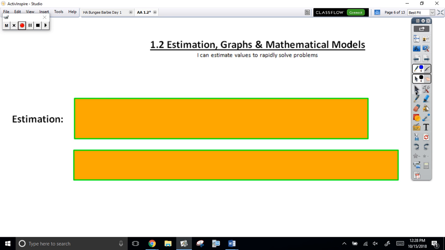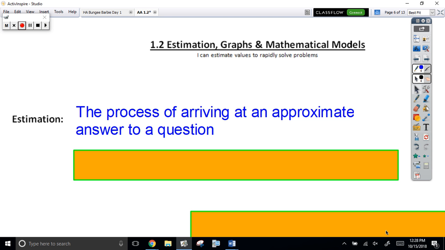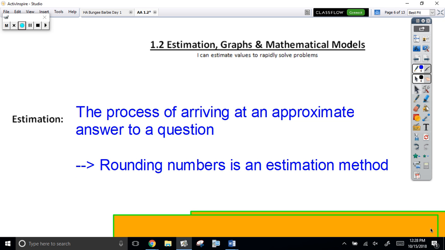The definition for estimation is the process of arriving at an approximate answer to a question. And the estimation strategy we're going to use most often is rounding. So rounding numbers is considered an estimation method.